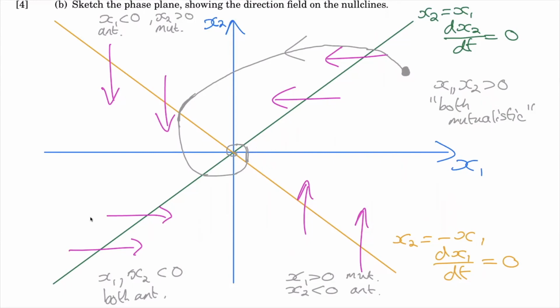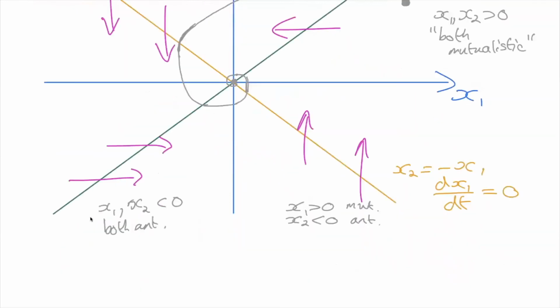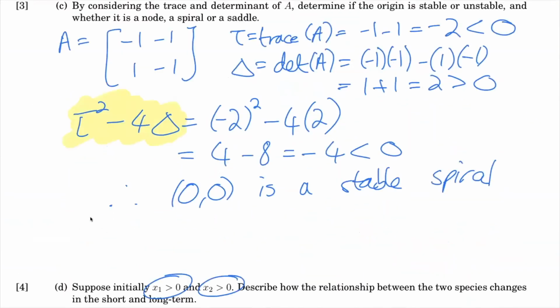So these cycles are getting smaller and smaller, these oscillations and fluctuations between antagonism and mutualism, they get smaller and smaller in the short term. And then in the long term, because we have a stable spiral, the point 0, 0 is stable. So in the long term, both species tend towards having trait values of 0, which means that they're neither antagonistic nor mutualistic. Okay, so that was the main part of answering part D here.